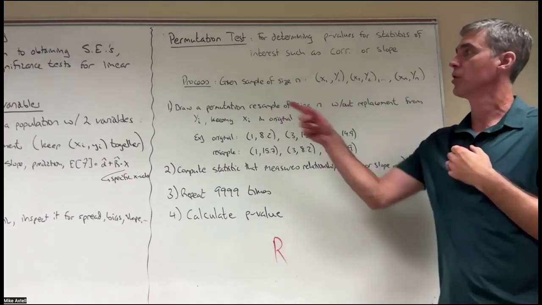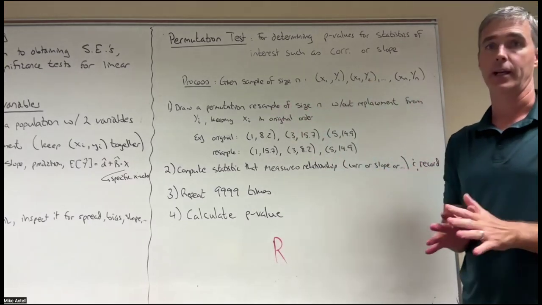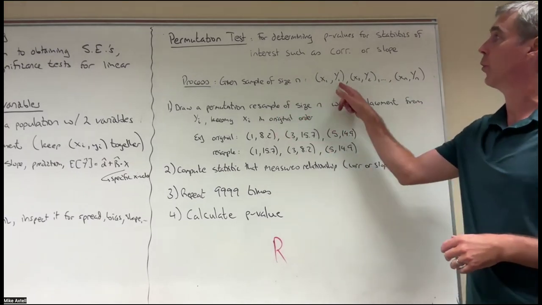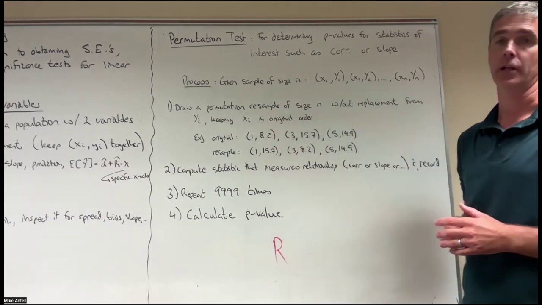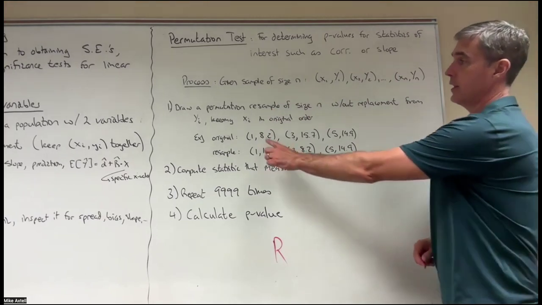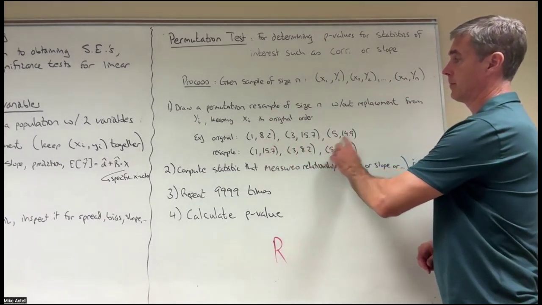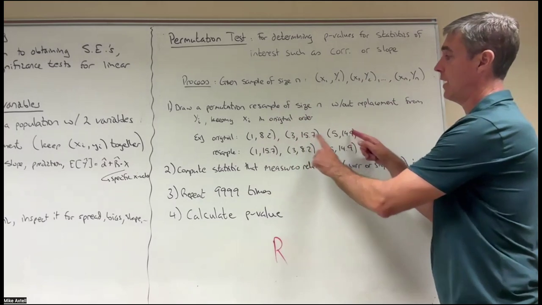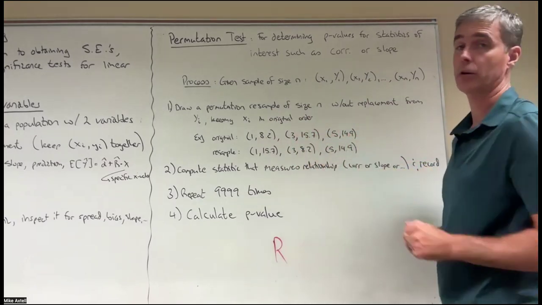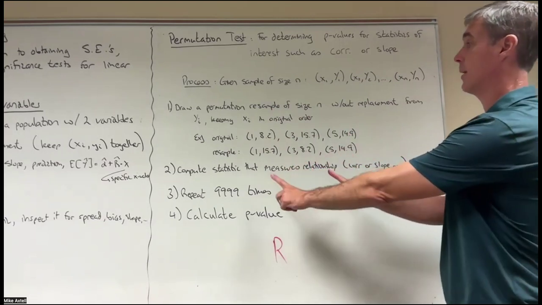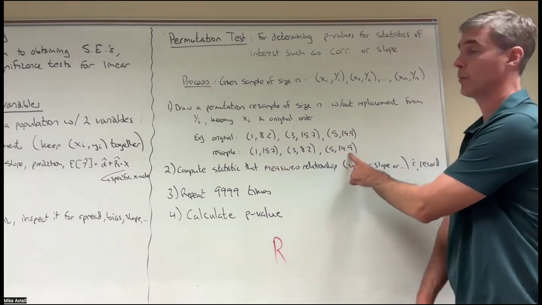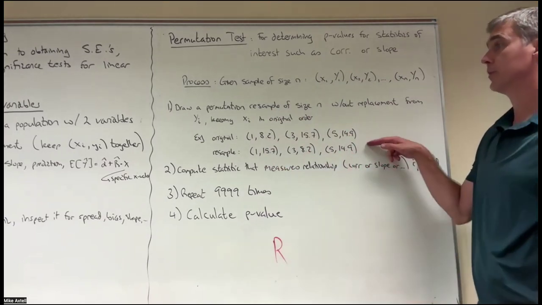And what I'm going to do is draw a permutation resample of size n. And with permutation, it's without replacement. I'm going to draw those from the y's, keeping the x's in the original order. So what this means in practice is, let's say those were the original 3 data points. I'm going to take the y values and permute them, permute their locations. So in this resample, it looks like I permuted the first 2 y values and kept the third one where it was, okay?